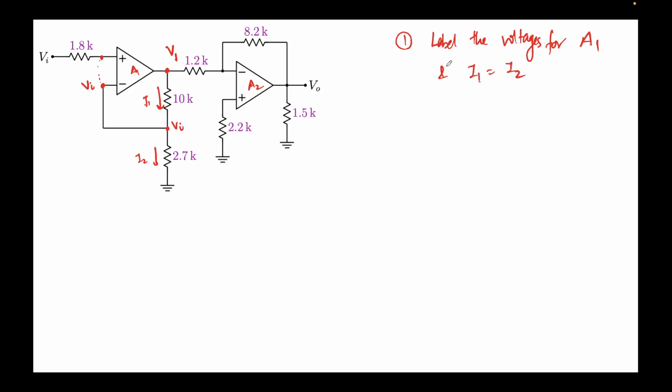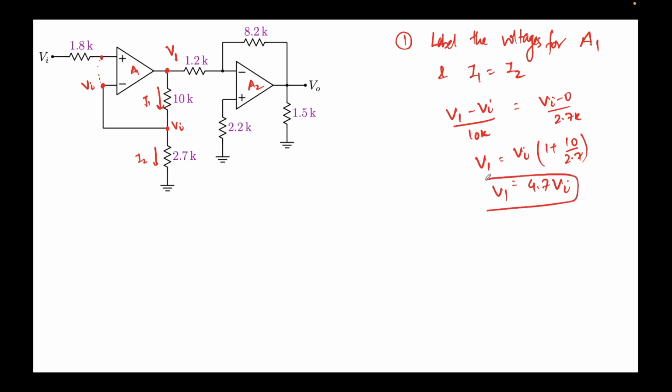So when we see I1 equal to I2, let's write the expression for I1. This will be V1 minus Vi over 10k. This is the current flowing. I2 will be nothing but Vi minus 0 over 2.7k. If you solve this, V1 will come out to be Vi times 1 plus 10 over 2.7. Let me get my calculator and quickly evaluate this. This is 3.7, so it comes out to be 4.7 times Vi. V1 is 4.7 times Vi.